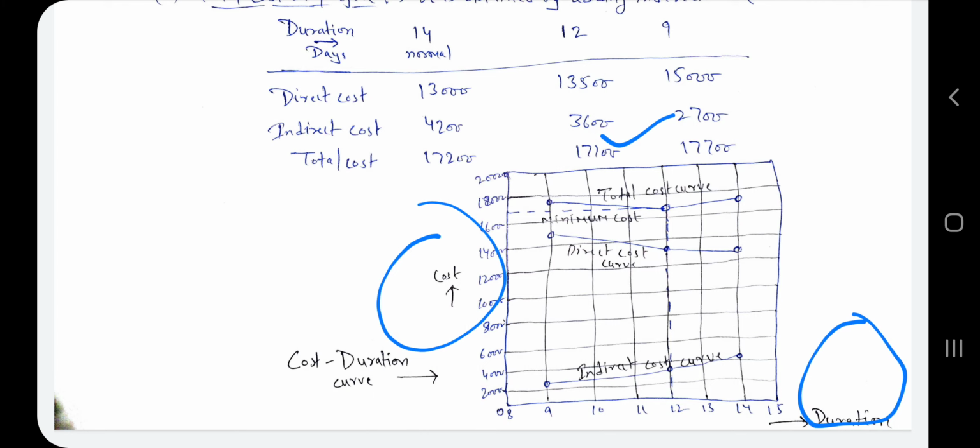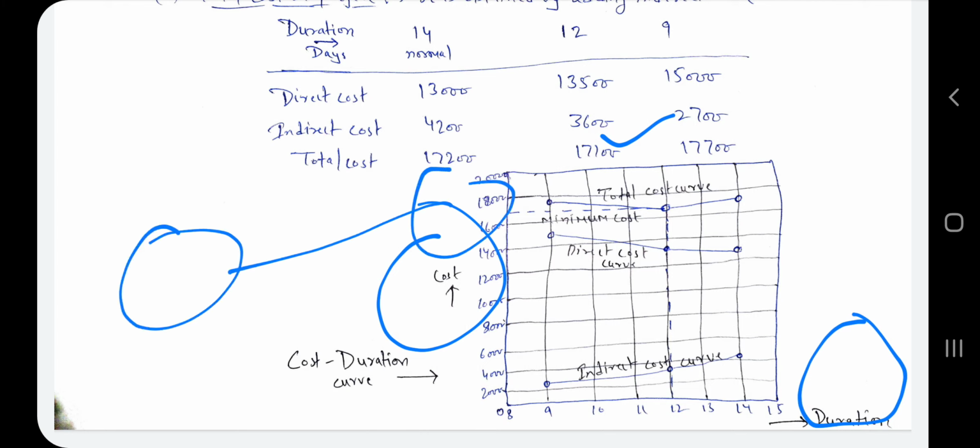This is a simple problem because in this we have been given a network like this only. But if we have some difficult network problems, in that case first you have to find the critical path. Now after finding the critical path you have to follow this procedure.